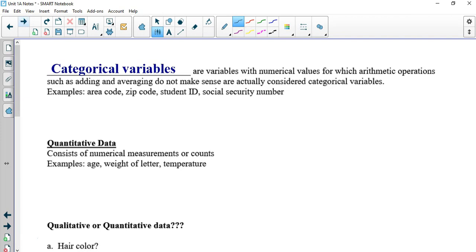Okay, so categorical variables are variables with numerical values for which arithmetic operations such as adding and averaging do not make sense. So, even though these are numbers, you would not average area code, zip code, your student ID, or your social security number. Even though these are numbers, like eye color, favorite color, or your car type, it would not make sense to do math on them. So they're still considered categorical.